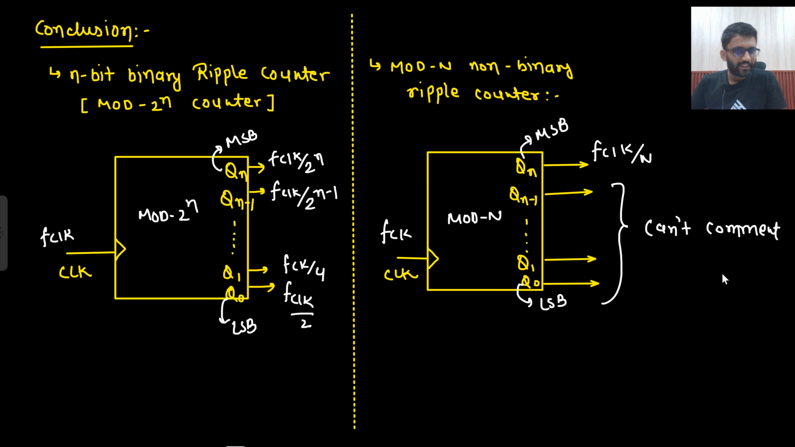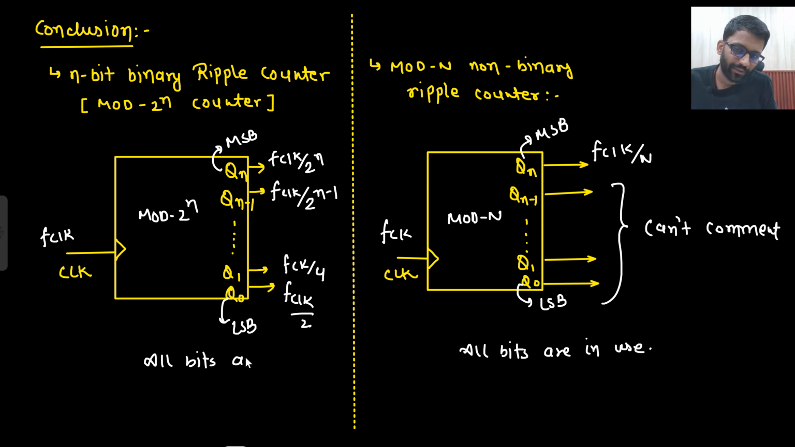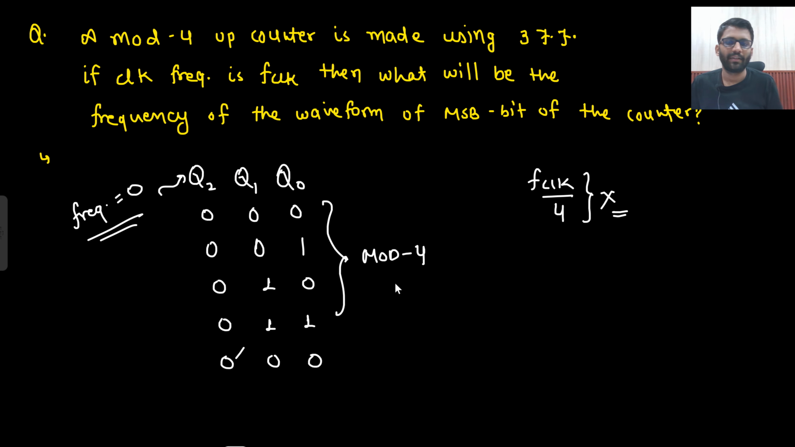No. You remember this one? But also remember that all bits should be in use. So here I am writing that all bits are in use. This is the point. All bits are in use. Here all bits are not in use. This is not even in use.